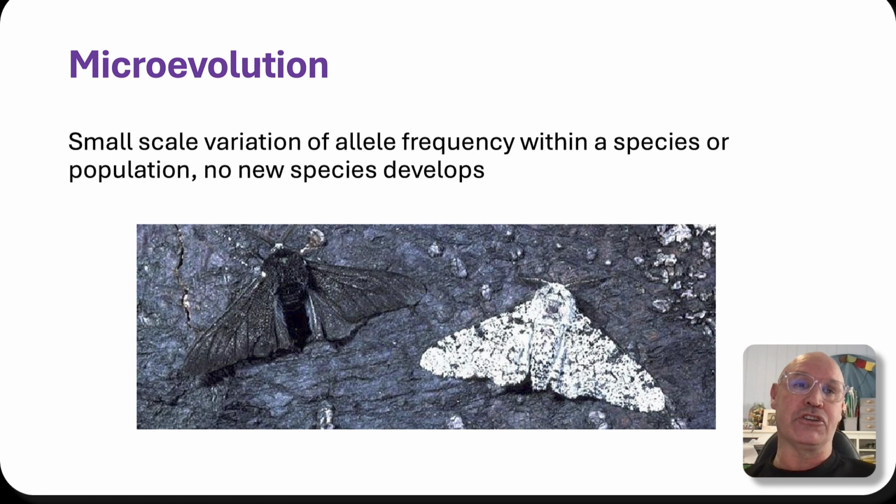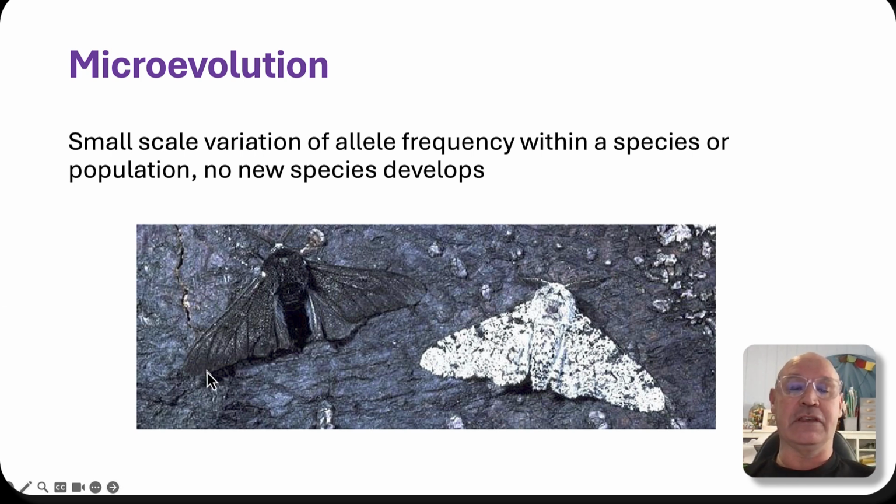So microevolution, the definition is that it's small-scale variation of allele frequency within a species or population, and there's no new species developed, so there's no speciation. Small-scale change within a species. And really importantly here, it talks about a change in the allele frequency. This is something that we're going to be talking about a lot. As you know, the alleles or the genotype dictates the phenotype. And so they're actually talking about a change in the allele frequency.